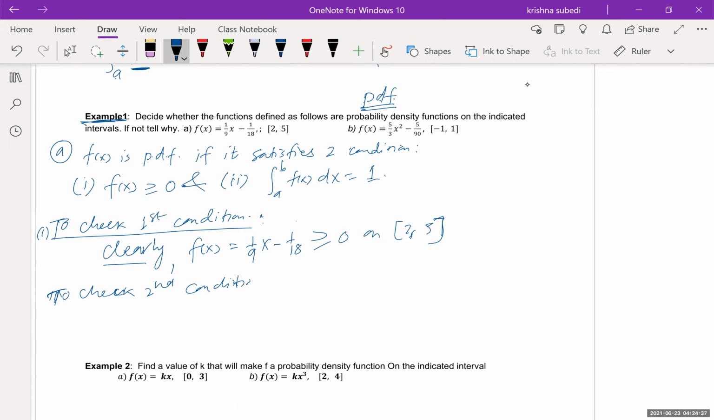Now to check the second condition, so the first condition checks, right? The second condition is the integral from a to b of f of x dx equals 1, where a is 2 and b is 5.